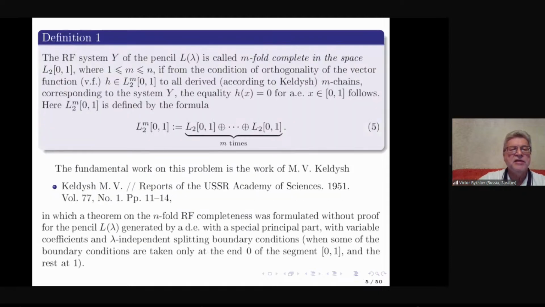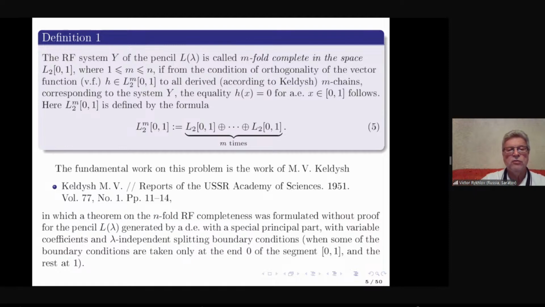Fifth page. Definition 1. The root function system y of the pencil L of lambda is called m-fold complete in the space L2, where m is from 1 to n, if from the condition of orthogonality of the vector function h from L sub 2 super m to all m chains derived according to Keldysh corresponding to the system y, the equality h of x equals 0 for almost every x from (0,1) follows. Here L sub 2 super m is defined by formula 5.